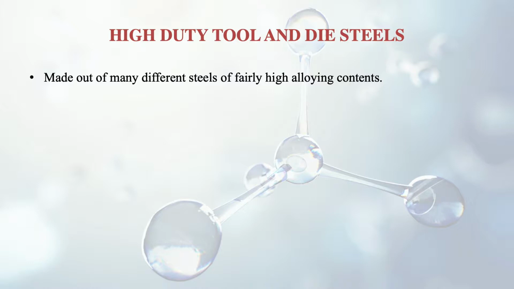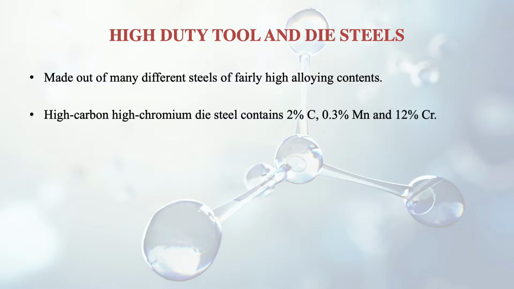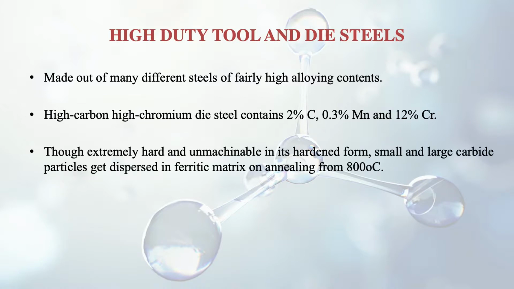Further we discuss high duty tool and die steels. What are these? These are made of many different steels of fairly high alloying contents. Different elements are present, and a high carbon, high chromium die steel will contain around 2% carbon, 0.3% manganese and 12% chromium. These are very hard and unmachinable in the hardened form, so cold machining is difficult. Small and large carbide particles are dispersed in the ferritic matrix on annealing at around 800 degrees centigrade.